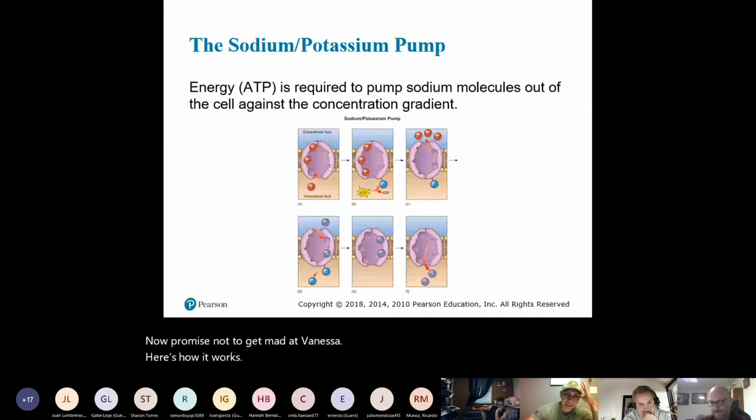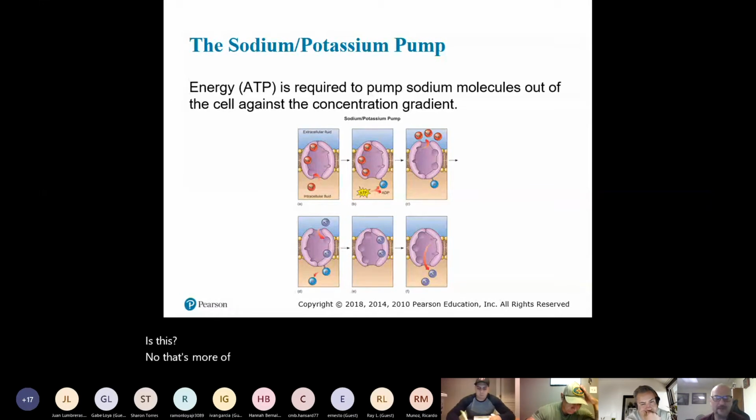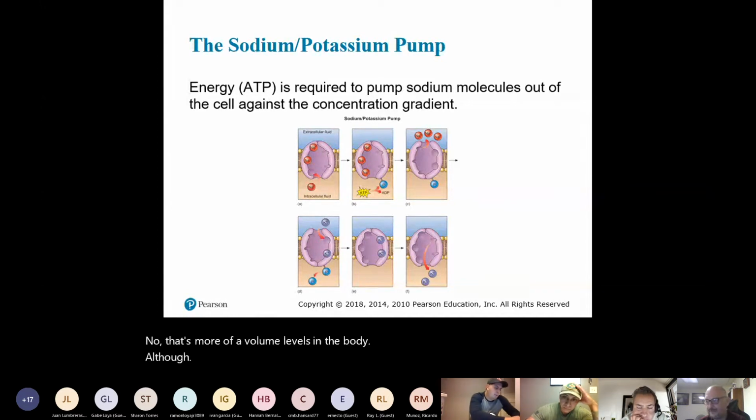Is this the same as dehydration and hydration? No, that's more of volume levels in the body. Although the sodium potassium pump also helps regulate fluid levels. So let me talk about that real quick.